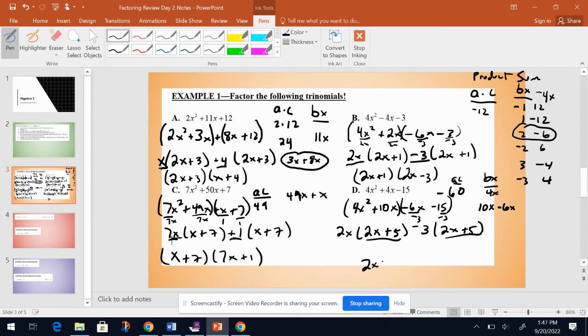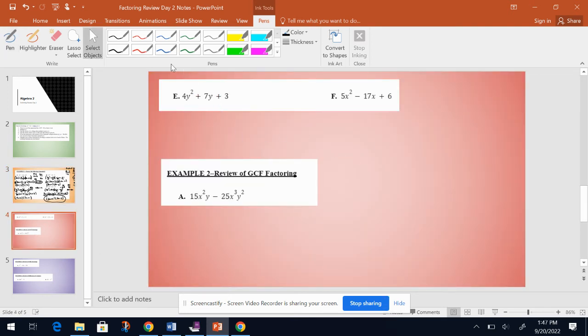So I have 2x plus 5, and I'm left with a 2x minus 3. This is the factored form. In all of these problems, I'm doing all of that work so that I can show this right here. Those are considered factored form. Okay. A couple more examples here.